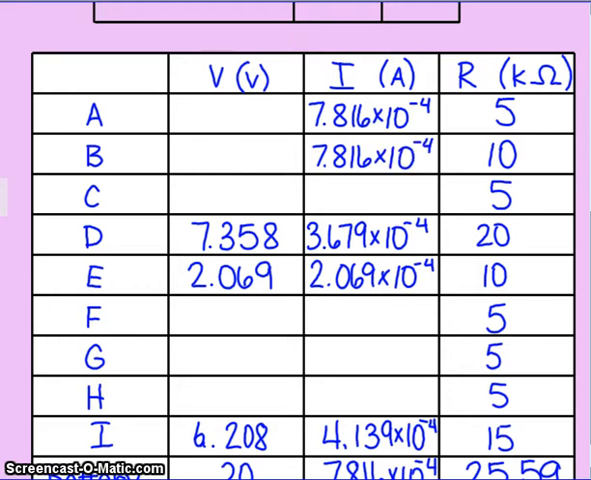Now I need to find the voltage. For B, the voltage is just 7.816. For A, the voltage is 3.908.